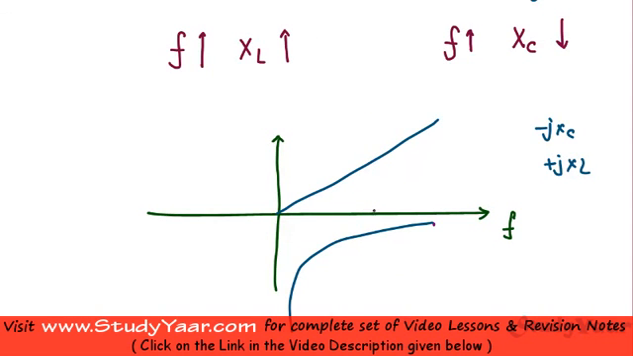If you want to find out what the net reactance is at this point, all you have to do is find out XL, which is this much, and find out XC, which is this much. Subtract XL minus XC, and you are going to get your net reactance X, which is going to be somewhere over here.